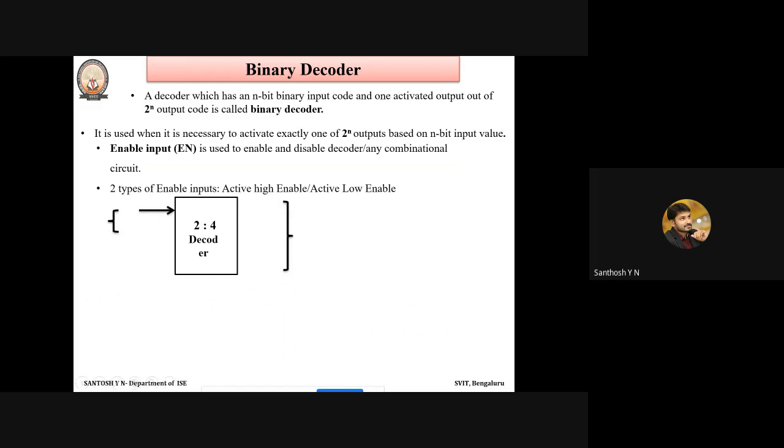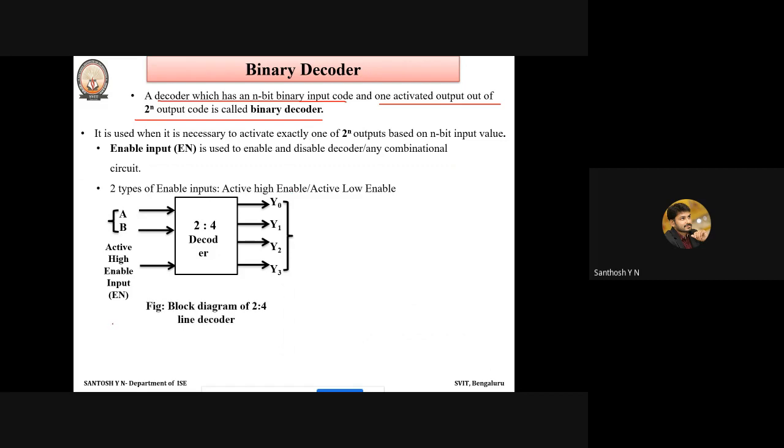Now we will be discussing a particular type, that is a binary decoder, and how it actually works. A decoder which has an n-bit binary input code and one activated output out of 2 to the power of n output code is called a binary decoder. We shall discuss with an example, with a figure here. If you just observe the decoder here, that is a 2 to 4 line decoder.